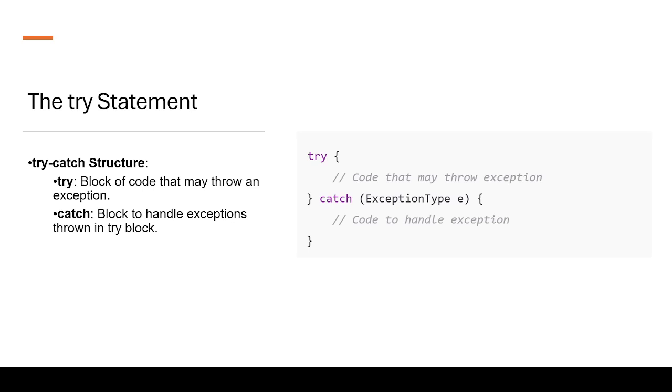Here's an example of the try statement. This is the try-catch structure. The try block of code may throw an exception, and the catch block handles the exceptions thrown in the try block.